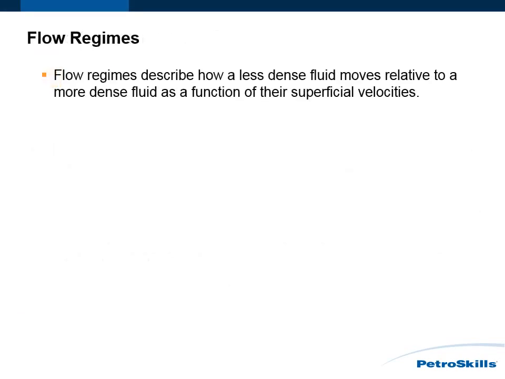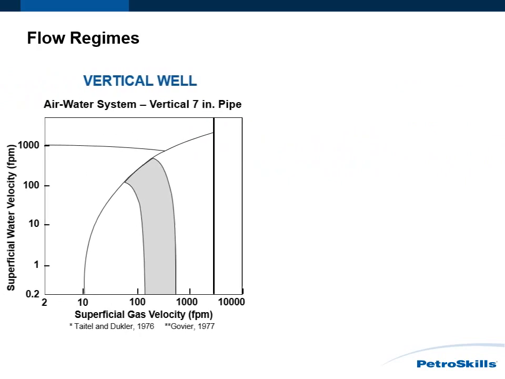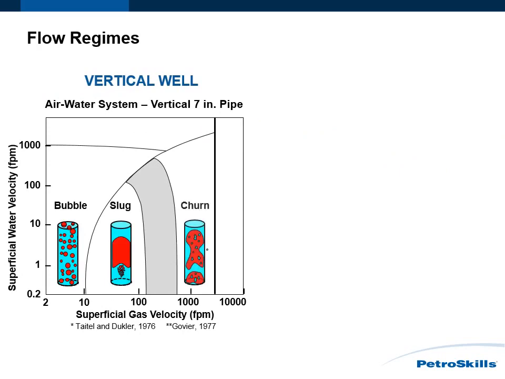Flow regimes describe how a less dense fluid moves relative to a more dense fluid as a function of their superficial velocities. Superficial velocity is the velocity a given fluid phase in two-phase flow would have if it alone occupied the borehole. There are four basic flow regimes in oil, water, and gas water flow in vertical wells: bubble, slug, churn, and mist or annular mist flow.